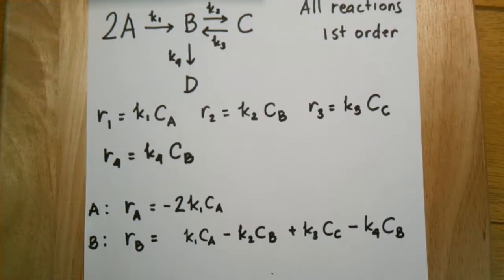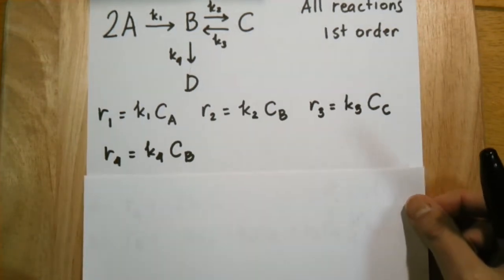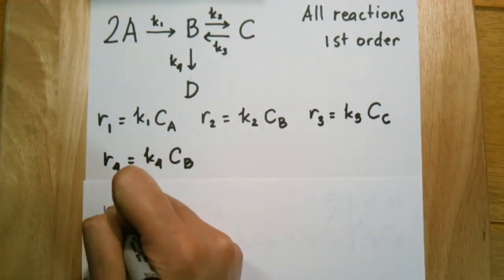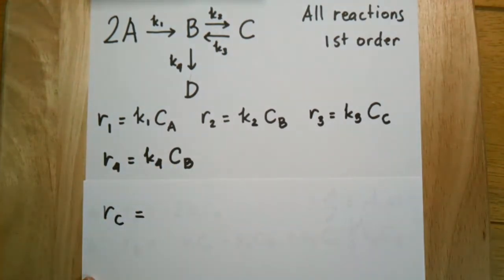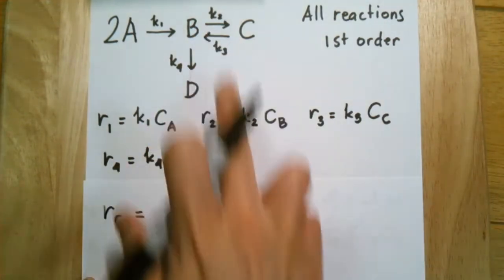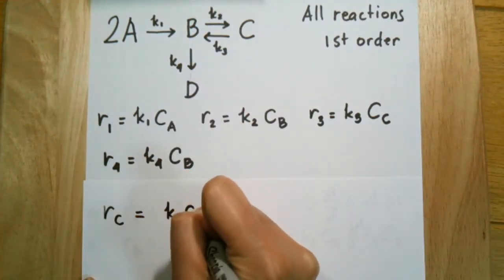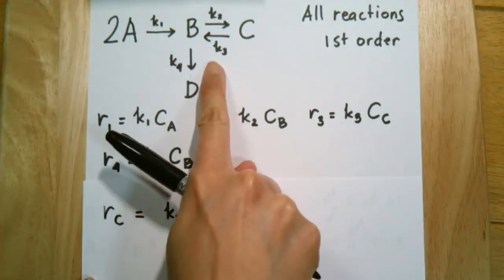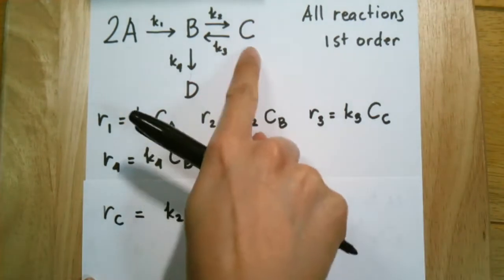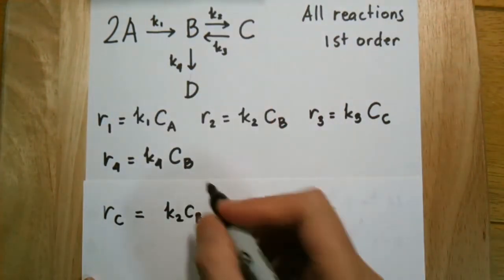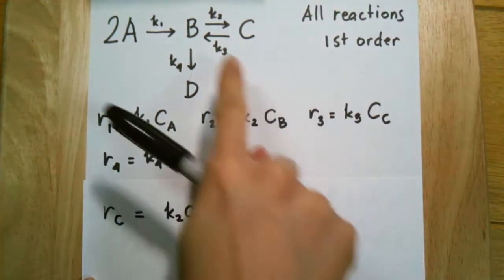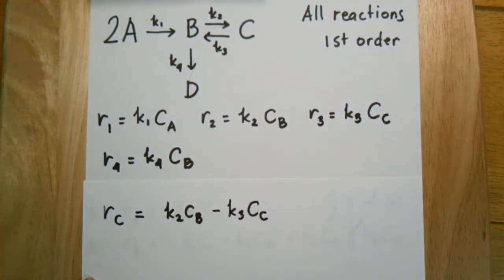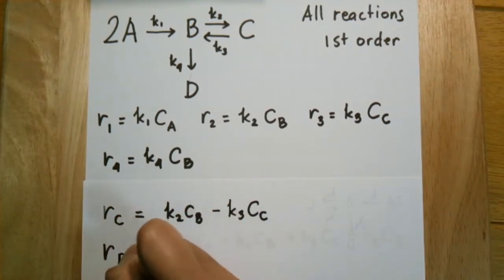Let's also write the rate of generation of component C. C is involved in reactions 2 and 3. The rate of generation of component C from reaction 2 is the rate of reaction 2, K2CB, and every time reaction 2 takes place, I get 1C. So multiply this by 1. And then contribution from reaction 3. Every time this takes place, 1C is consumed. So minus 1 times the rate of reaction 3, K3 Cc.